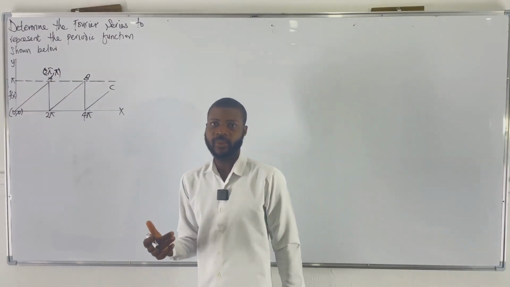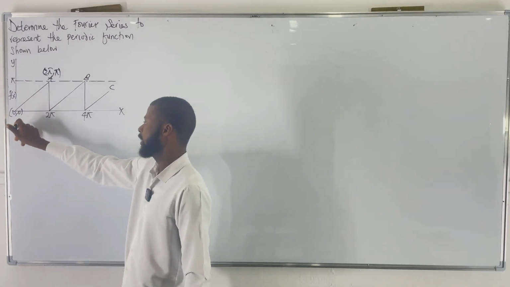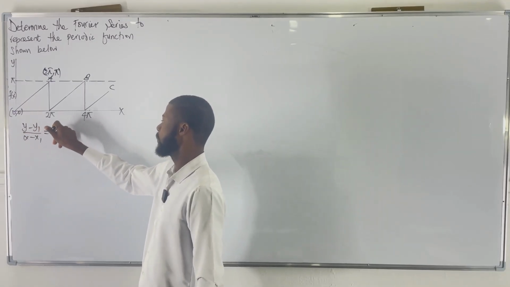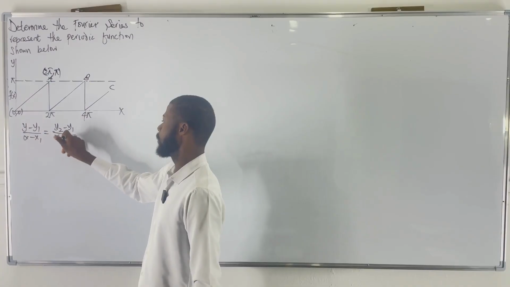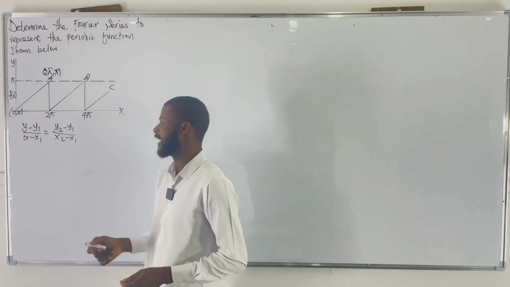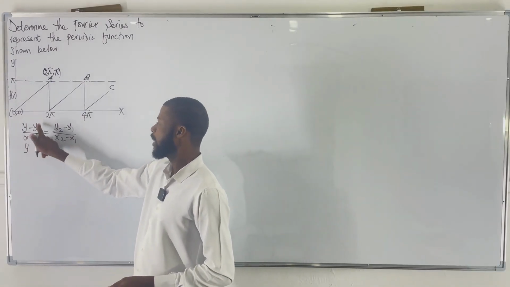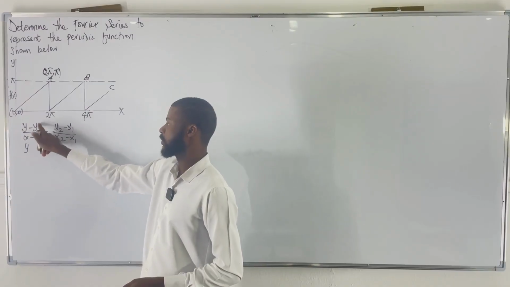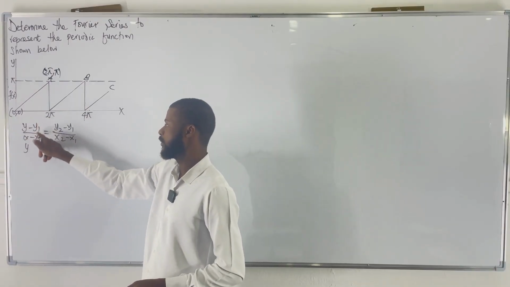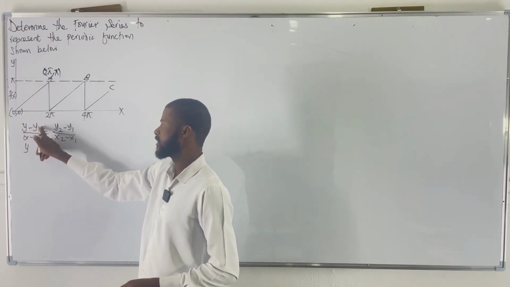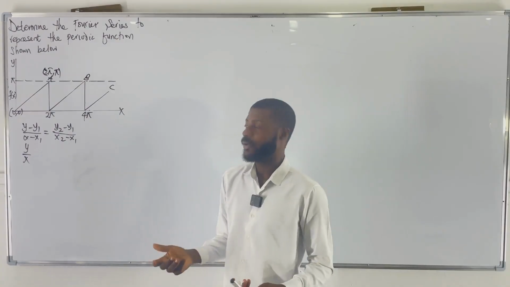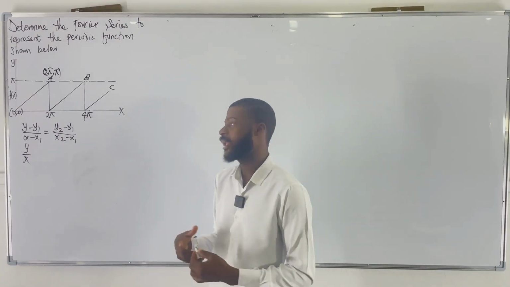So now let us find the equation. Remember, to find the equation of a line, we say (y minus y1) over (x minus x1) equals (y2 minus y1) over (x2 minus x1). Now, y1 and x1 are both zeros, because this is the origin. So we're only going to have y minus 0 over x minus 0, which is just y over x, because the minus 0 just goes away.